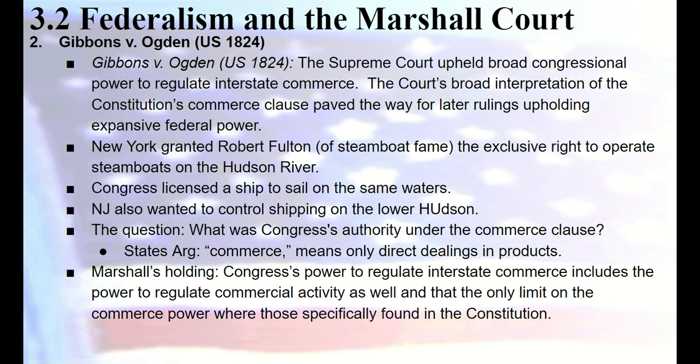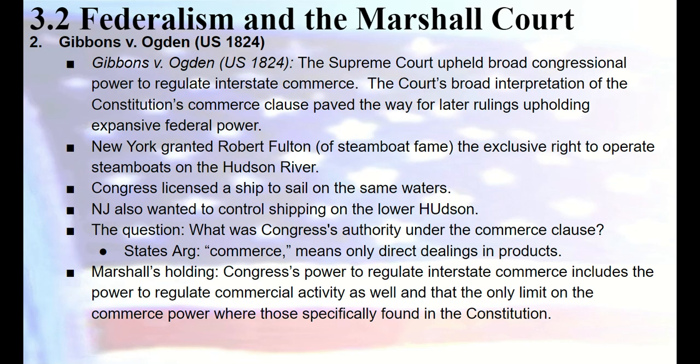expansive federal power. So basically what happens here is New York grants Robert Fulton, the steamboat guy, the guy who invented the steamboat, the exclusive right to operate steamboats on the Hudson River. Congress then licenses a ship to sail on those same waters. New Jersey also wanted control of shipping on the lower Hudson. And so the question becomes, what was Congress's authority here under the Commerce Clause?